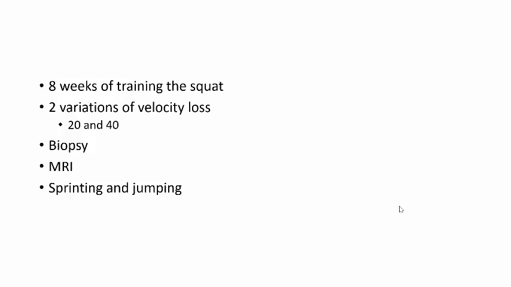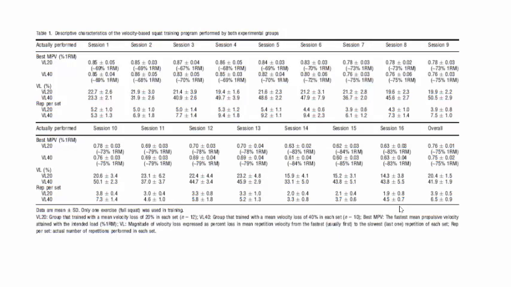So they looked at a biopsy where they looked at the histochemical electrophoresis for their fiber typing for the type 1 and type 2. They did an MRI to look at the muscle volume, and they did some various sprinting and jumping. So here is the squat program that they did.